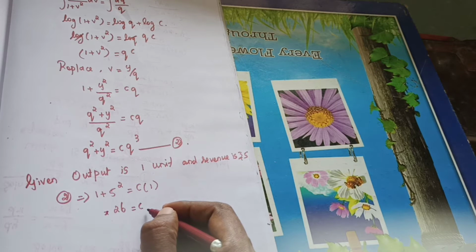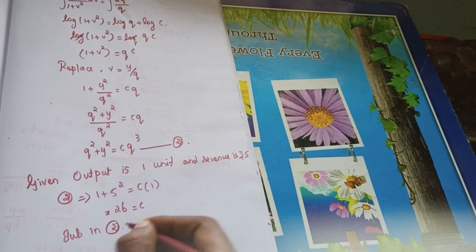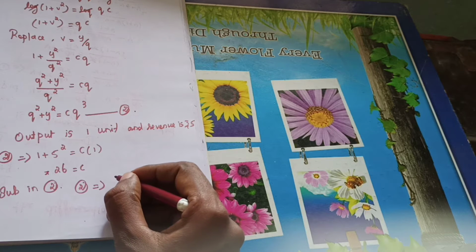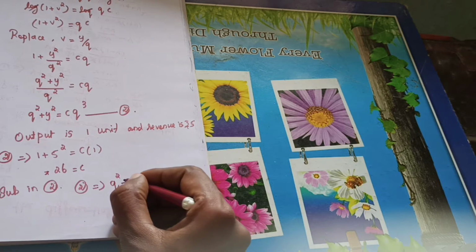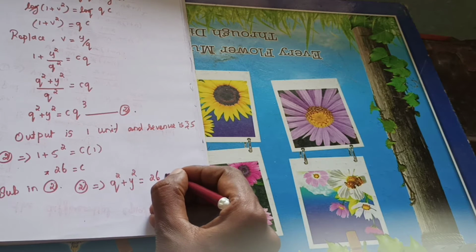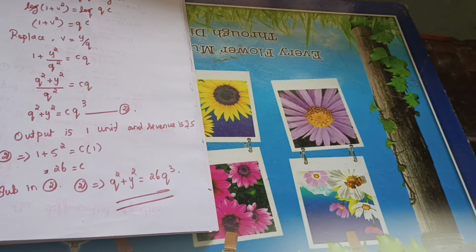Now what's the value for c? Equal to 26. Now substitute in equation 2, the c value there. So q square plus y square is equal to 26 into qq. This is the total revenue function. Understand? So it's very easy. Everything is the same model, but when you see the problem, it will look somewhat big. That's the only reason. So go through that and learn it.